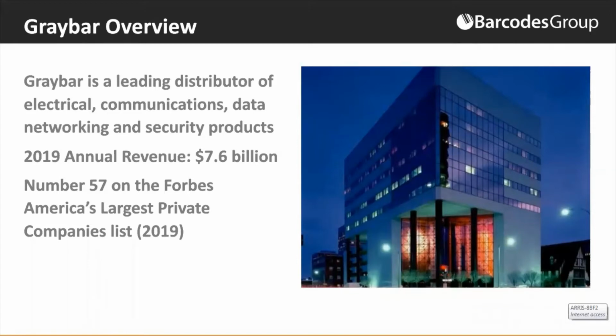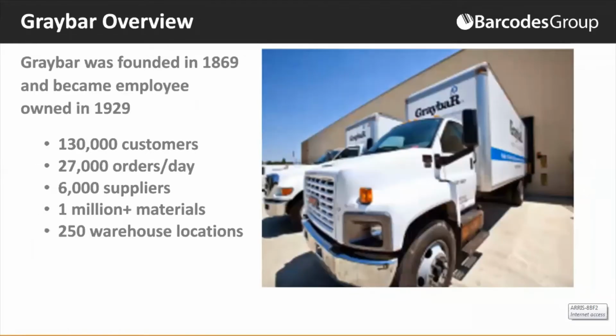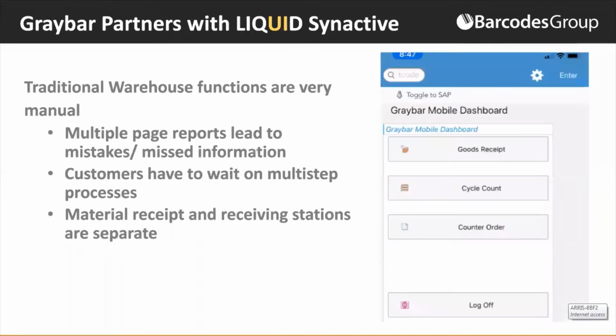That doesn't mean a lot to you, but I think this next slide will help you understand the problem and why we needed a partner like Liquid UI and Synactive to help solve for some of our business processes. We have over 130,000 customers. We process in excess of 27,000 orders a day. Millions of materials, thousands and thousands of suppliers. We have 250 warehouse locations nationwide here in the United States. And our job is to move material, both checking it into our warehouse and then getting it back out to our customers in a timely fashion.